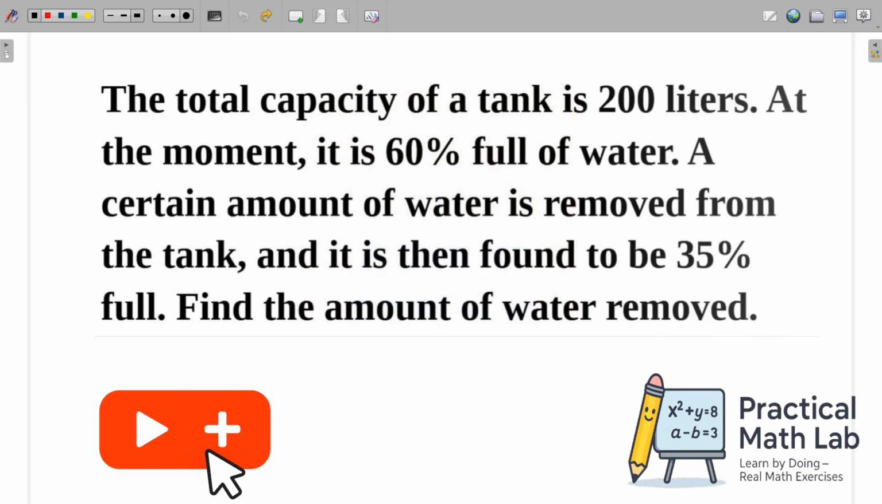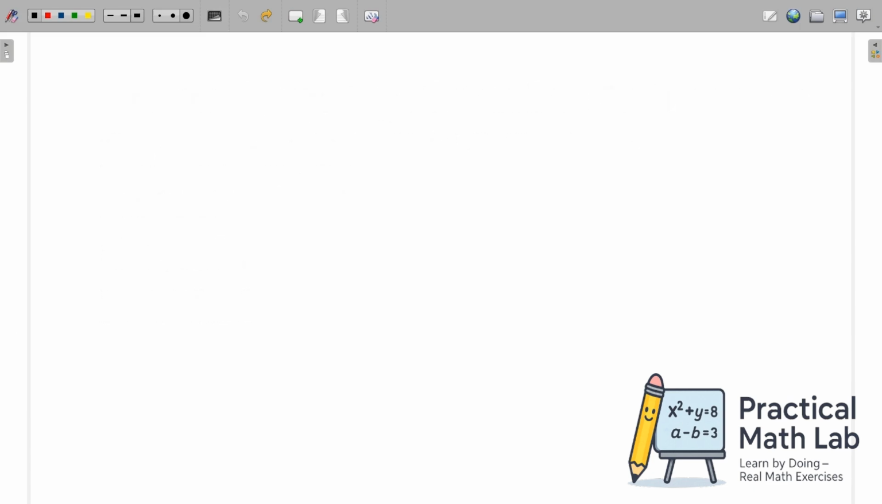Let's get to the question. The total capacity of a tank is 200 liters. At the moment, it is 60% full of water. A certain amount of water is taken out of the tank, and now it is found to be 35% full. Find the amount of water that was removed.